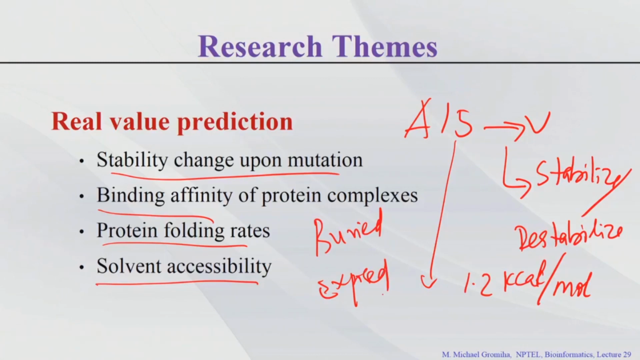For example, if you have an ASA value of 12 angstrom square, and we take a cutoff of 5 angstrom square, then this is predicted as exposed. With a different cutoff, if you put a 20 angstrom square cutoff, then this is predicted as buried. So now you can predict exact values: this accessibility of a particular residue is 12 angstrom square or 15 angstrom square. You can predict real values exactly.